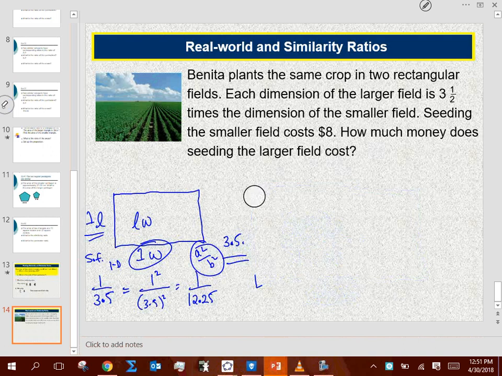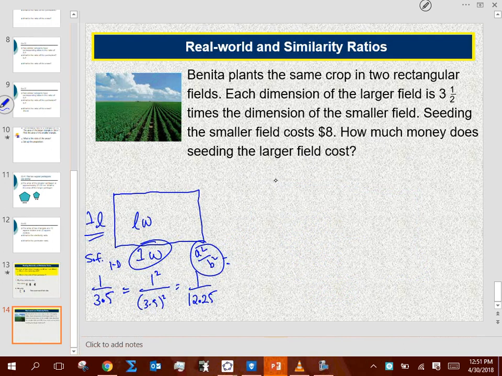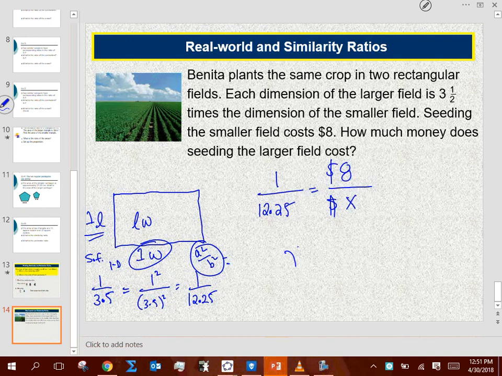If I'm interested in knowing how much it's going to cost to seed the larger field, which one of these areas is representative of the larger field? The bottom one. So that's the dollar amount that is unknown right now. What's the dollar amount that it costs to seed the smaller field? $8. Can I use that to say X is equal to $8 times 12.25? That's just a ratio, so it doesn't have units on it. And that gives me then $98 when I multiply that out.